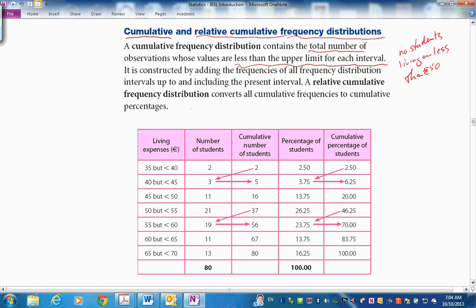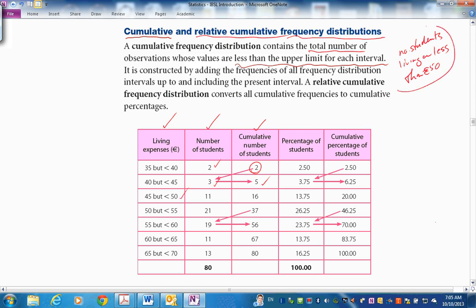So here's what we had before, living expense in euros, number of students. Now, cumulative number of students means we're going to accumulate all the students up to the end of a group. So there was 2 up to the end of the 40 group. There were 3 in the next group. So up to the end of that group, there's now 5. Get the idea? There was this 3 up to the end of the group plus the 2 that were in that previous group.